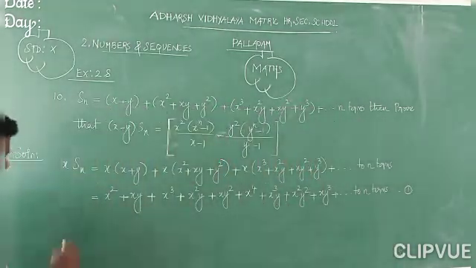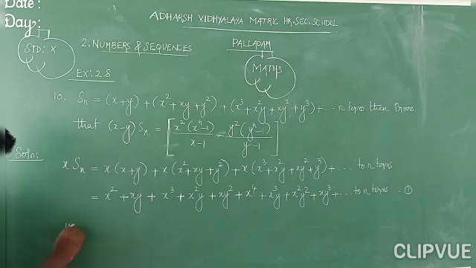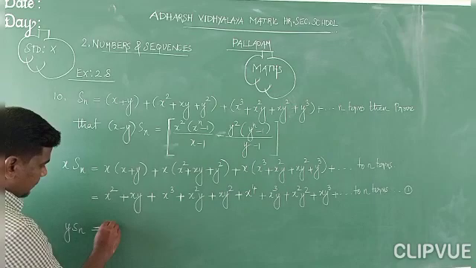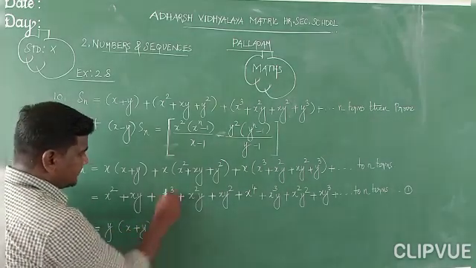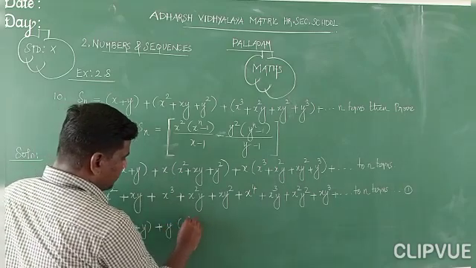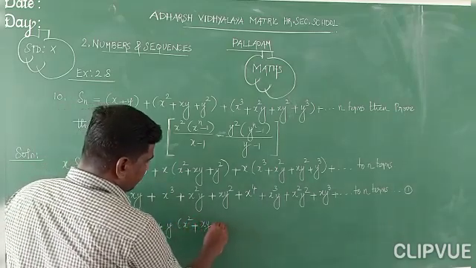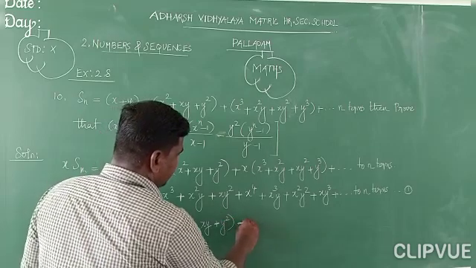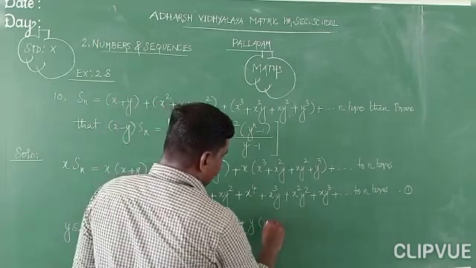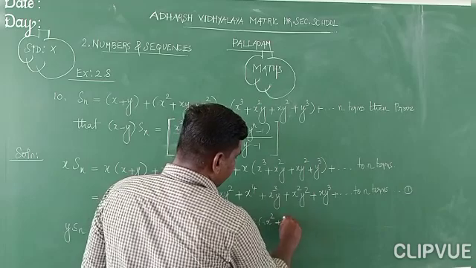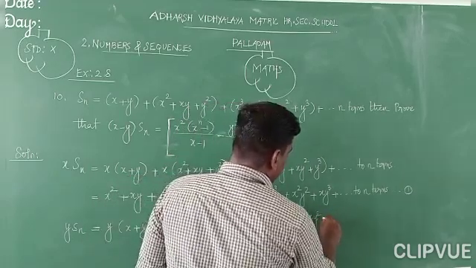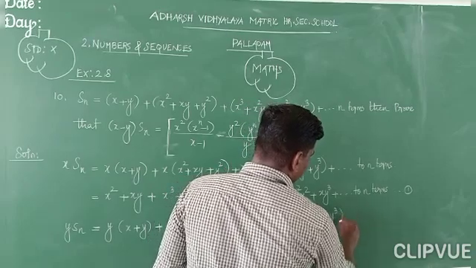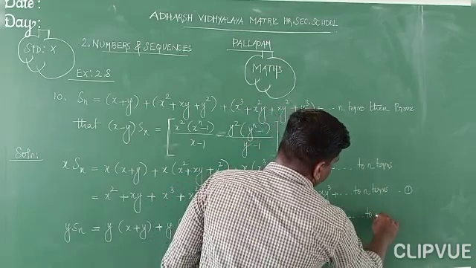Similarly, multiplied by y on both sides. So what do we get? y of Sn. y into x plus y plus y into x square plus xy plus y square plus y into x square plus x square y plus xy square plus y cube, to n terms.